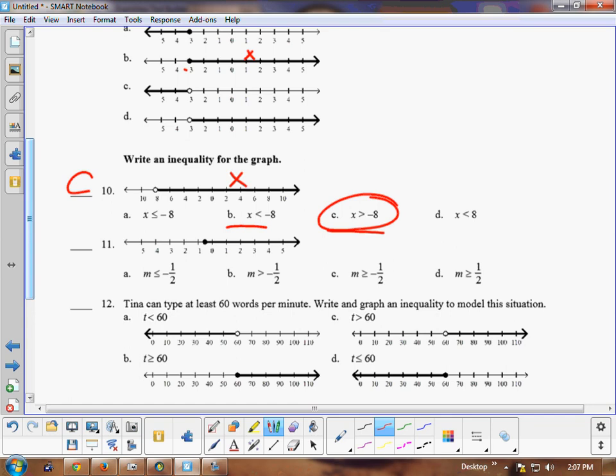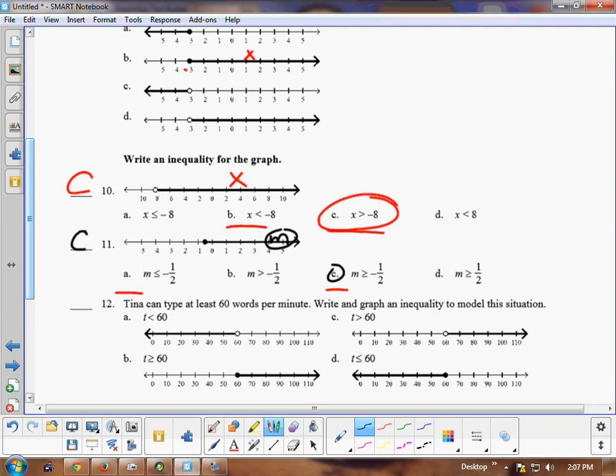Looking at 11, this is filled in, so we could either have choice A or choice C, and M is over here. That's greater than a half or negative a half. So that's going to be letter C.